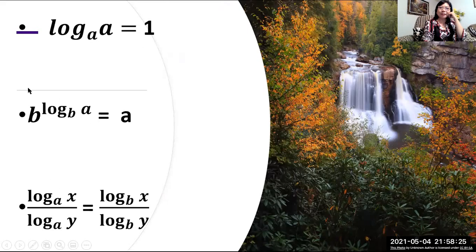And on the left are the logs written in big capital bolded letters, so it looks obvious to you. So if we have log base A of A is equal to 1, log base B of B to the A equals A. If you write log base A of X divided by log base A of Y, you can use the base change formula. So this base A, you can change into log base B of X divided by log base B of Y. So I like this beautiful waterfall here.